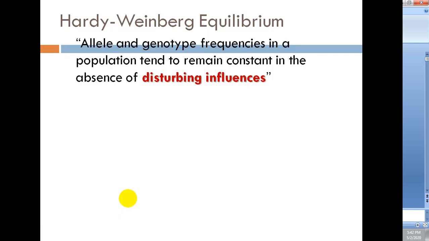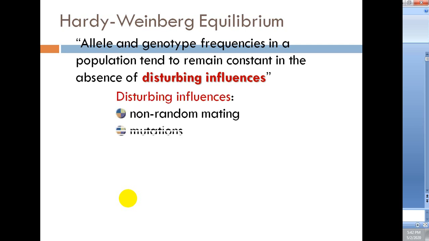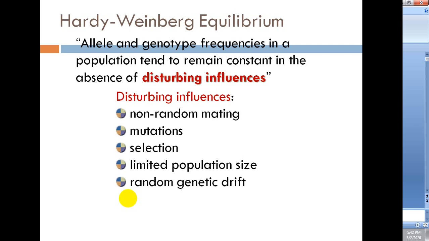As per their principle, the allele and genotype frequency in a population tend to remain constant in the absence of disturbing influences like non-random mating, mutation, selection, limited population size, random genetic drift, and gene flow. So, when there is non-random mating, the allelic frequency changes.